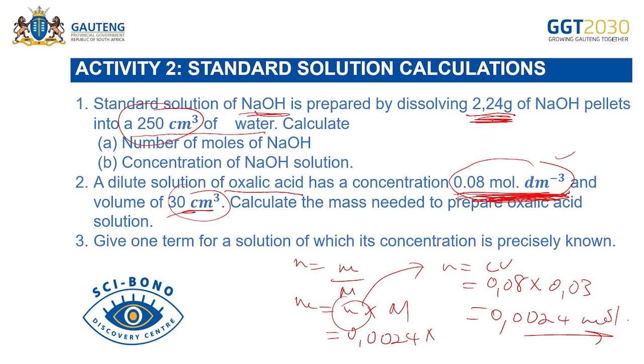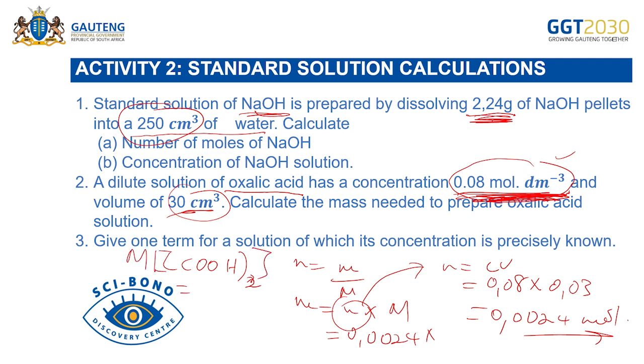Know the chemical formula for oxalic acid, right? So oxalic acid is (COOH) in brackets, then 2. That is the chemical formula for oxalic acid. Then what are we looking for? We are looking for the molar mass of oxalic acid.